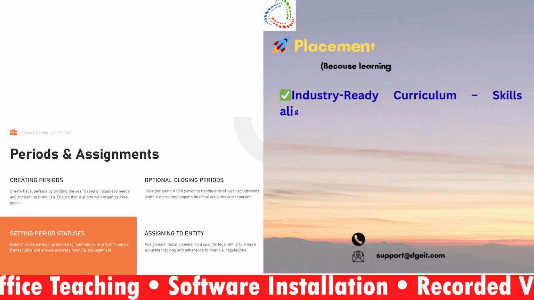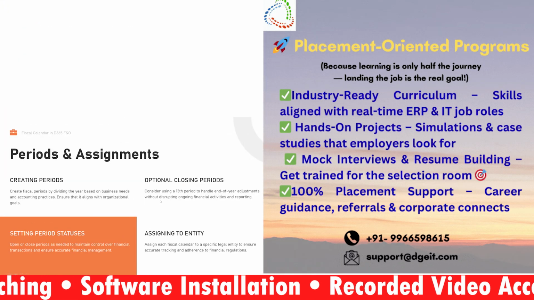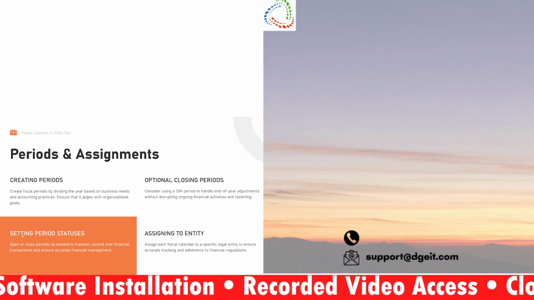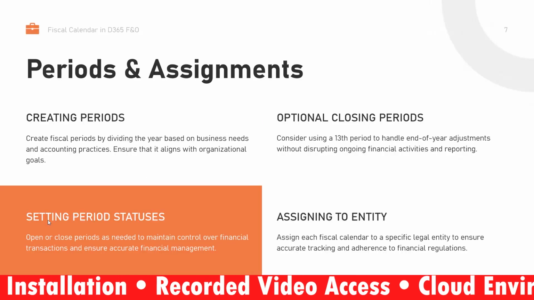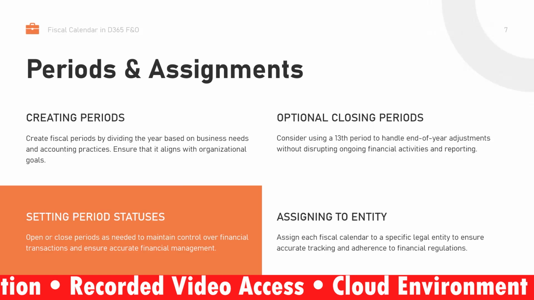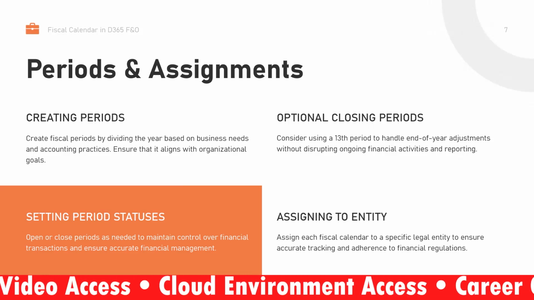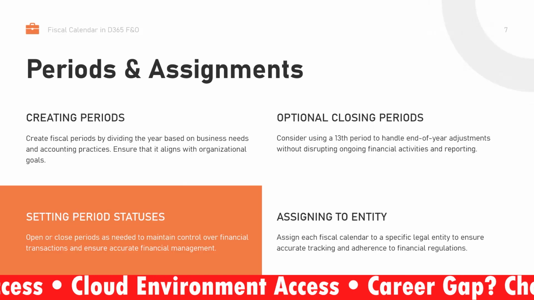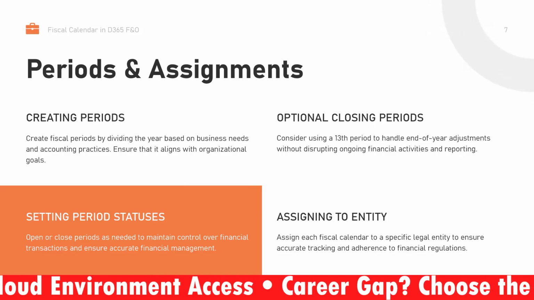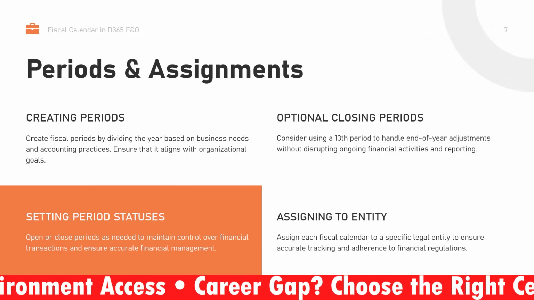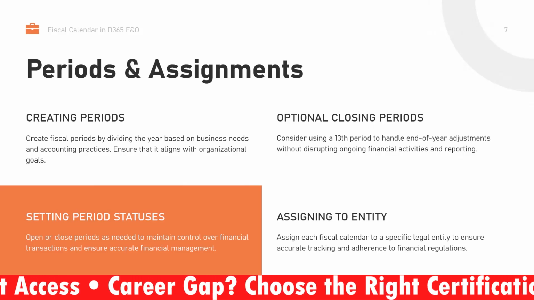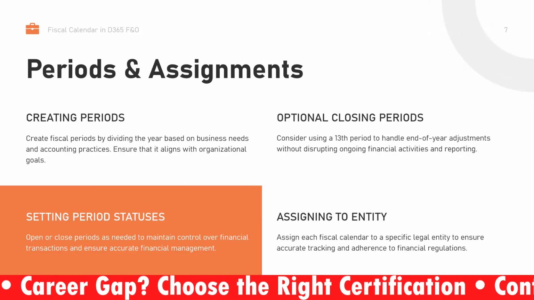The next one here, you can see that you can create the periods, and there you can find the setting of the period status, assigning to the legal entity level, and the option to close periods. As I told you, when you have multiple legal entities in different countries, we need to have different closing periods. In India, we have 1st April to 31st March.